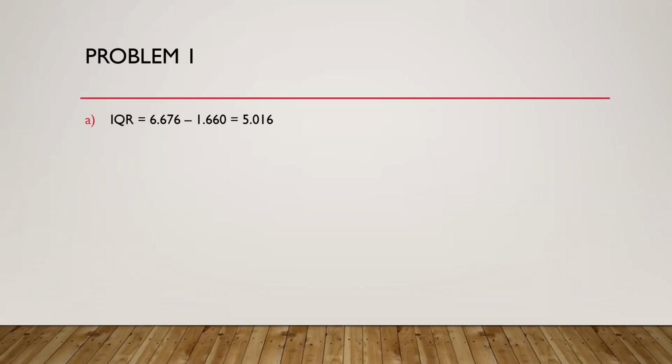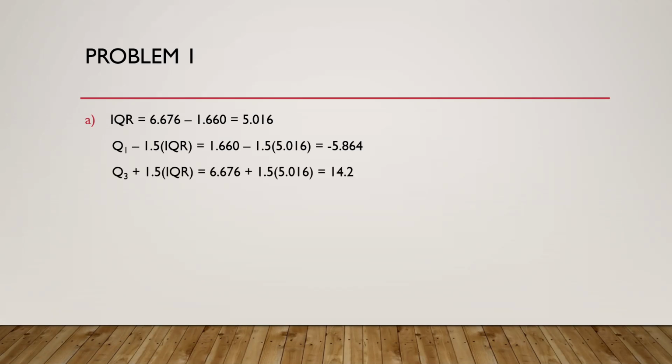Now, what we do with that is we compute Q1 minus 1.5 times the IQR. So plugging in 1.660 for Q1 and 5.016 for IQR, we get negative 5.864. Likewise, we have to compute Q3 plus 1.5 IQR, which is 6.676 plus 1.5 times 5.016, and that comes out to about 14.2.